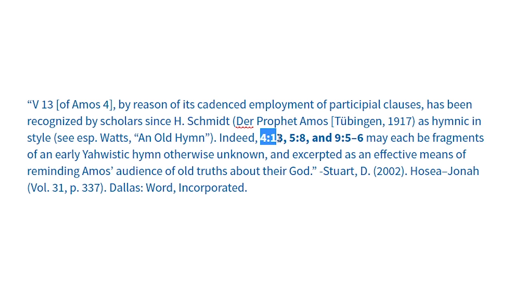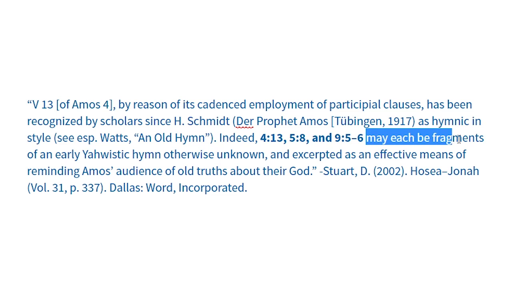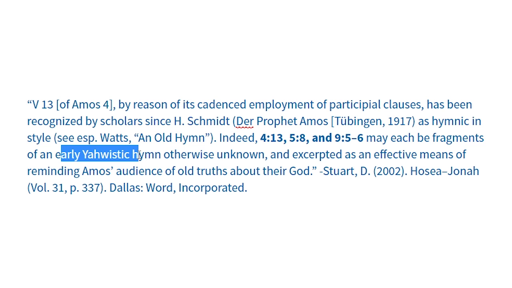And then he mentions these three passages, and these are what we're going to go through: Amos 4:13, 5:8-9, and 5:5-6. You'll see that Watts is going to expand on these. But he says, these may each be fragments of an early Yahwistic hymn. Okay, so what we're going to do now is look at each of these three passages. The first passage will take just a little bit of time to work through to get sort of the flow for how this analysis goes, and then the other two will move quickly, and then we'll close out with a really good quote from Watts on this.